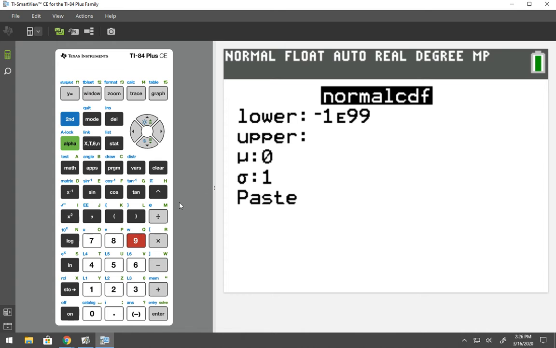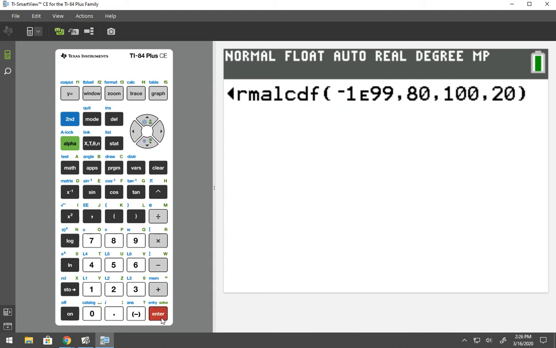My upper number, I'm going to scoot down. My upper number was 80, so I'll put in an 80. My mu, the middle of my problem, was 100. And my standard deviation, or my movement away from the middle, was 20. We know that because we were normally distributed on a 100, 20. I'm going to scoot down to where it says paste, and I'm going to hit the enter button.